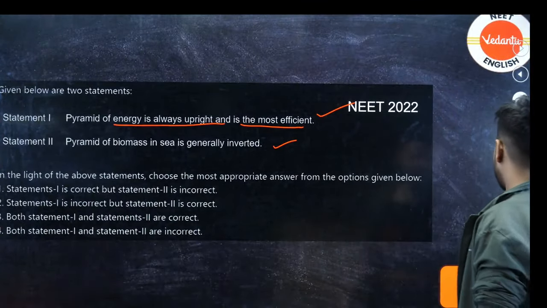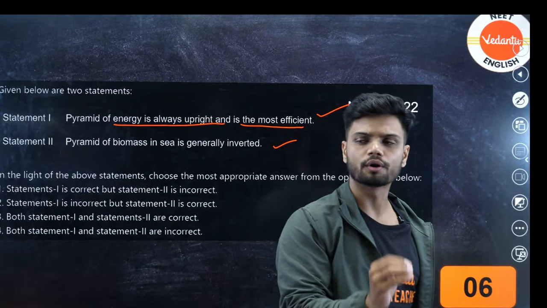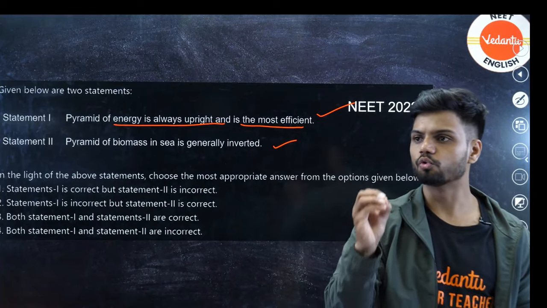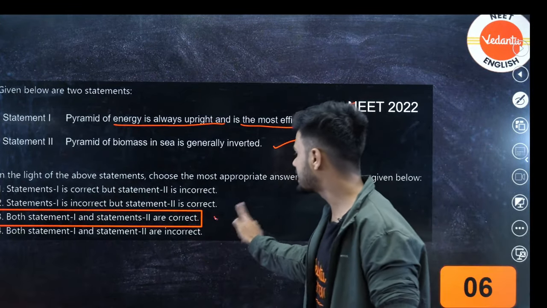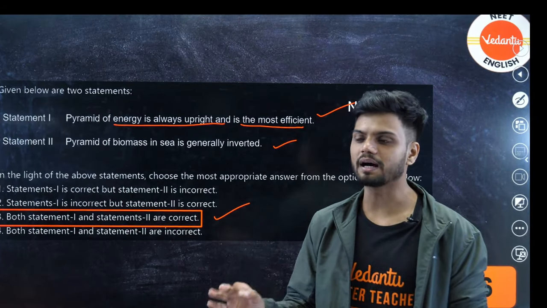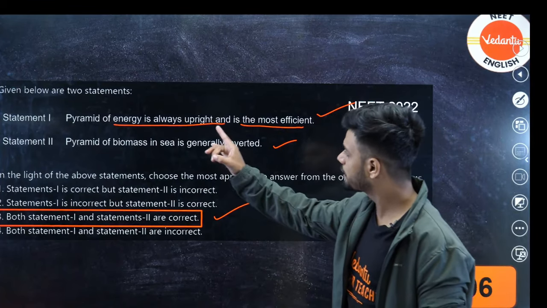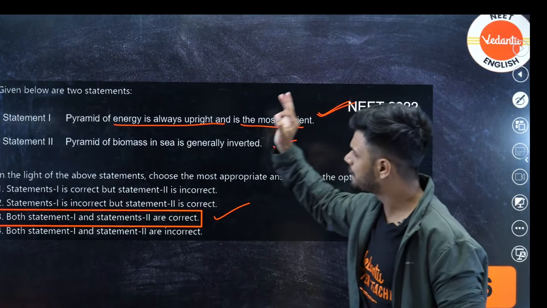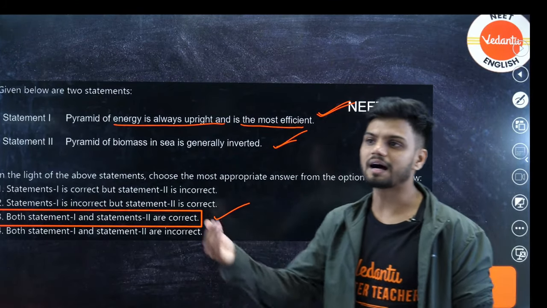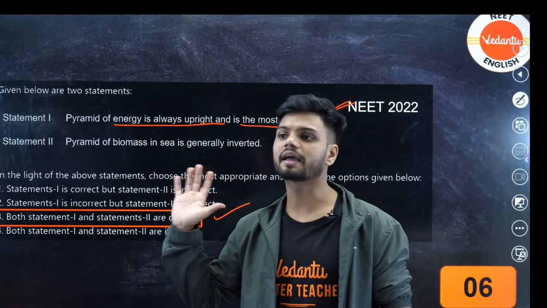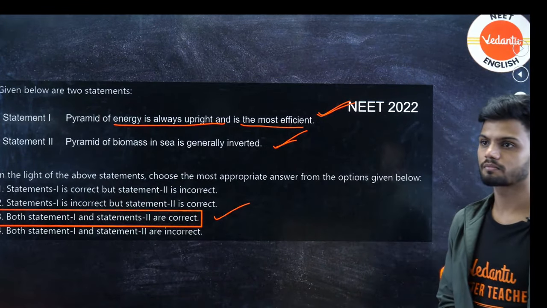Time's up. Both statements are correct here. That is, pyramid of energy is always upright and pyramid of biomass in sea is generally inverted. In the aquatic ecosystem, it is always inverted. Okay? Clear?